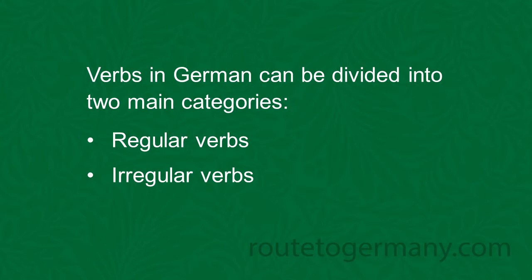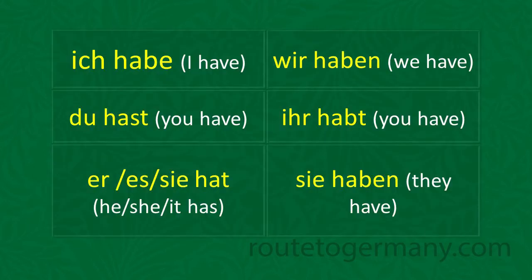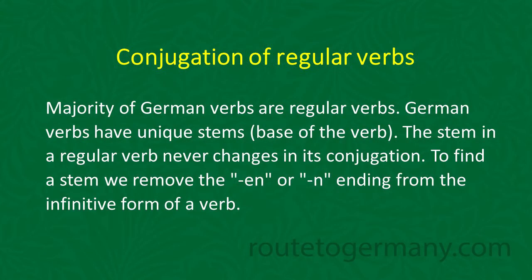German verbs can be divided into two main categories: regular verbs and irregular verbs. Though the verb haben is not a regular verb, if you have learned the conjugation of haben, you can now conjugate all the German regular verbs. Majority of German verbs are regular verbs. Each verb in the German language has a unique stem, which is also called base of the verb. The stem in a regular verb never changes in its conjugation. That's why they are called regular verbs.